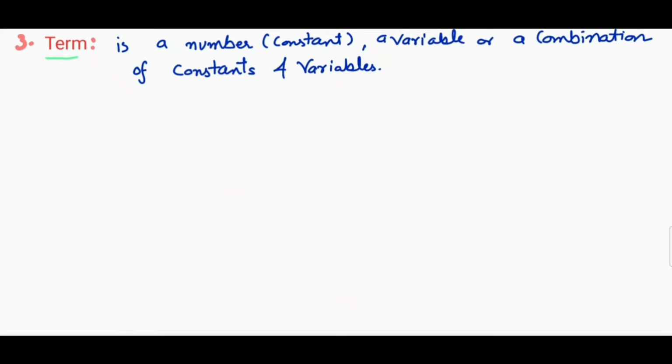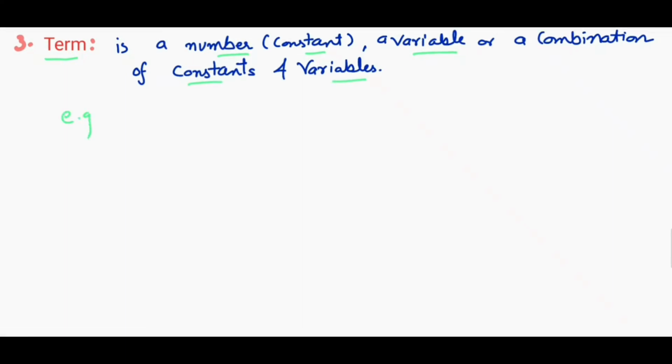So the next definition is term. What is a term? A term is a number, which we are calling here a constant, a variable, or a combination of constants and variables. For example, 3 is a constant and this is a term. 3a is also a term, the combination of a constant and a variable. And the combination of two variables like ab or xy, all these are terms. And always remember ab is equal to a multiplied by b. In algebra, we skip the multiplication sign and simply write a multiplied by b as ab.